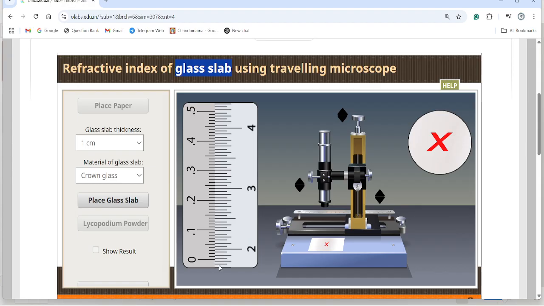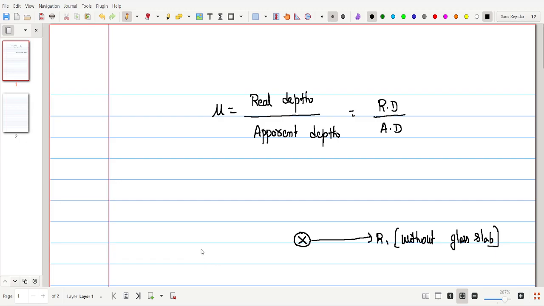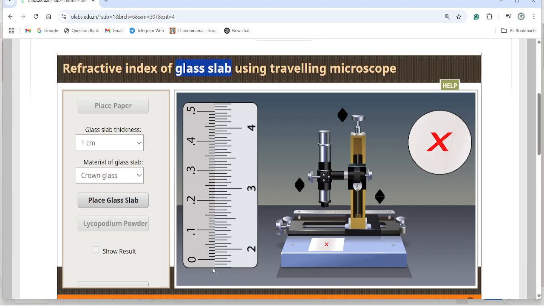That means what is the main scale reading now? Main scale reading is equal to 1.80 only. The reading which the zero has crossed, the lower reading, we need to take, so it is 1.80. So this is the main scale reading, 1.80.